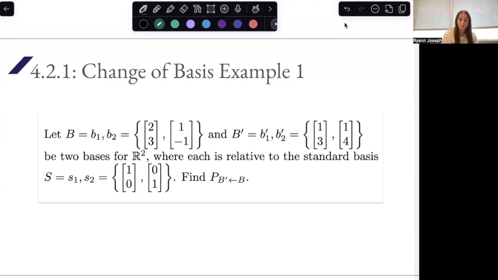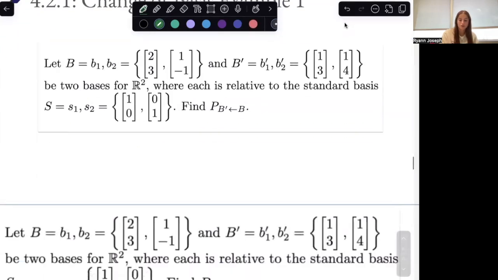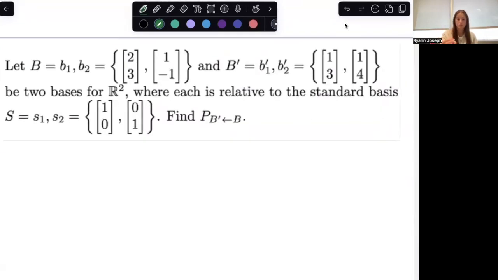And so B is this, and they're both relative to the standard basis, which we all know and love, which is just 1, 0, 0, 1. They want us to find the change of basis matrix that goes from B to B prime. So let's talk first about what information we have. Every time you're given a basis, you are given a change of basis matrix associated with it. So for B, we have a change of basis matrix by putting our basis elements column-wise, and it always goes back to the standard basis. So in this case, this is the change of basis matrix B to S. That's just how it is.